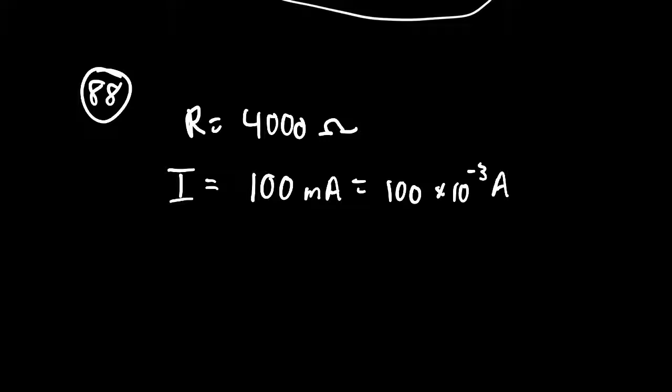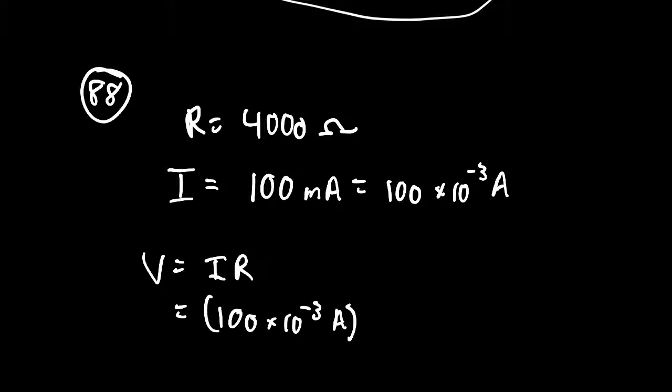Okay, so what voltage? How do I find the voltage here? V equals IR. Just multiply it. V equals 100 times 10 to the negative 3 amps times 4,000 ohms. That gives me a voltage of 400 volts.